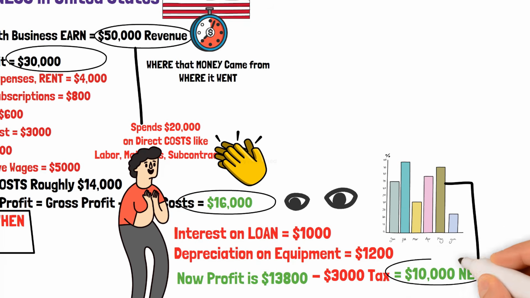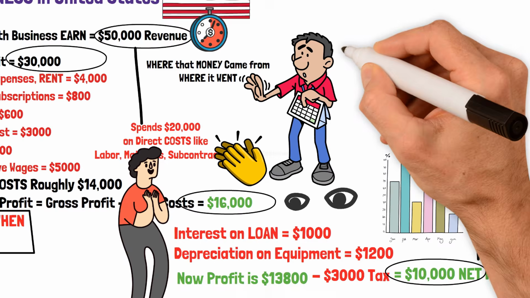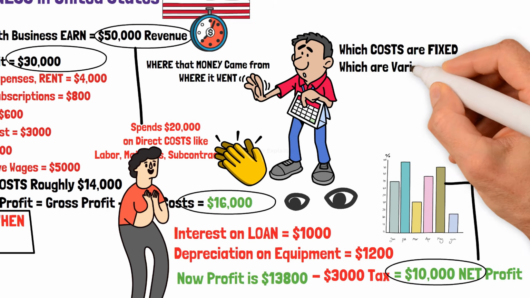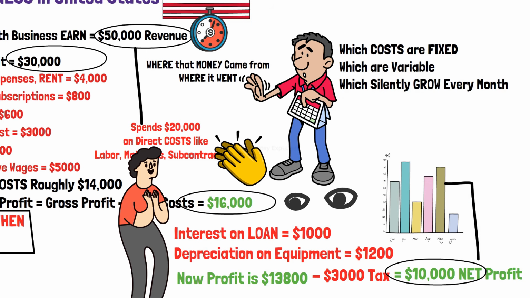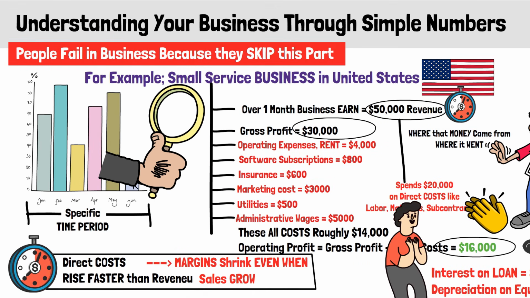This is why profit and loss matters. It shows that high revenue does not automatically mean high profit. It also shows which costs are fixed, which are variable, and which silently grow every month. When you read your profit and loss like this, you stop reacting emotionally to revenue and start managing your business logically. You begin to see patterns, risks, and opportunities hidden inside normal-looking numbers.